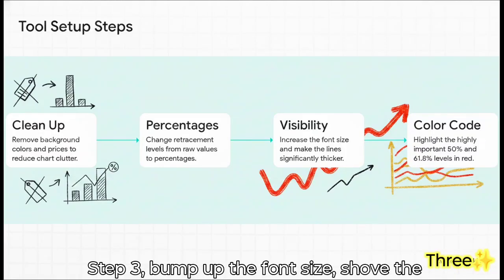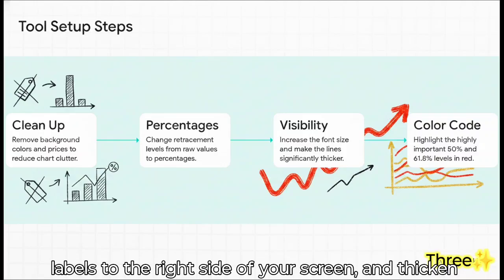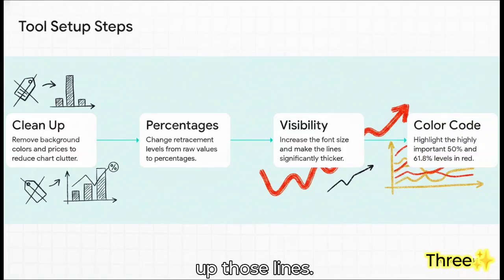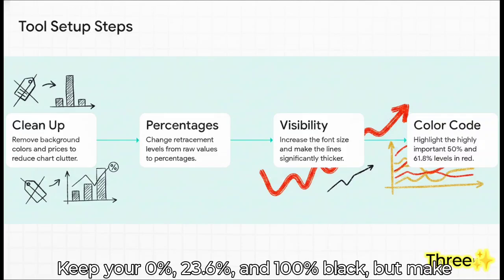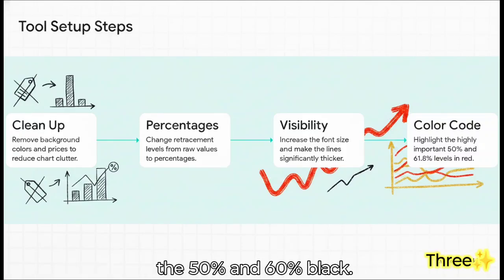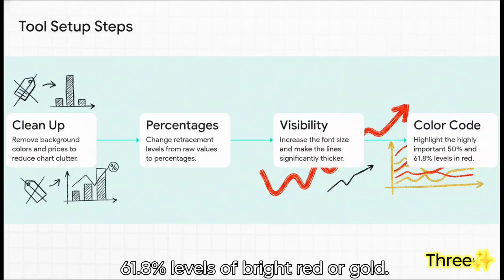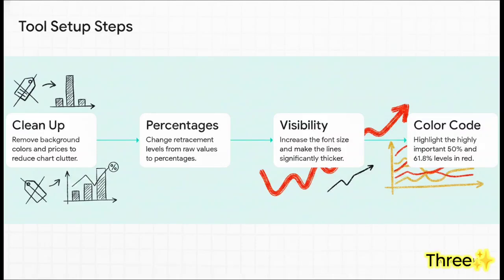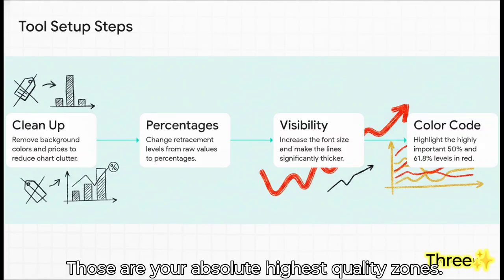Step 3, bump up the font size, shove the labels to the right side of your screen, and thicken up those lines. And step 4, this is crucial, color code your levels. Keep your 0%, 23.6%, and 100% black, but make the 50% and 61.8% levels a bright red or gold. Those are your absolute highest quality zones.